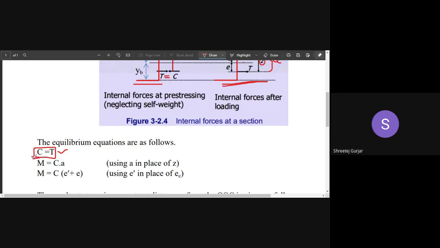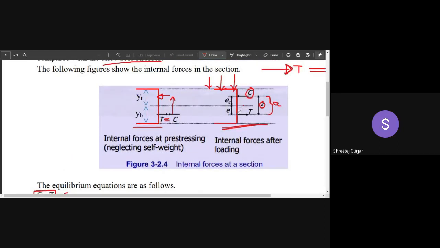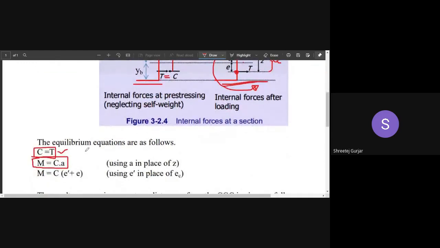And the second thing, the moment generated because of this C. So the moment generated over here because of this C will be the force into the perpendicular distance between them. The perpendicular distance is Z or it is A. Any of these you can use, so we will use A. So moment will be generated because of this C, the perpendicular distance is A and the magnitude is C. So C into A is the moment generated.